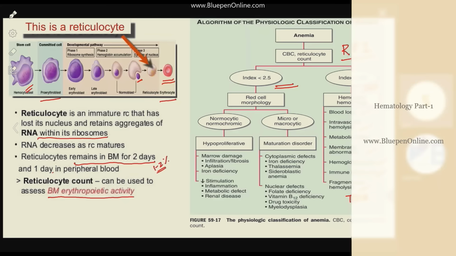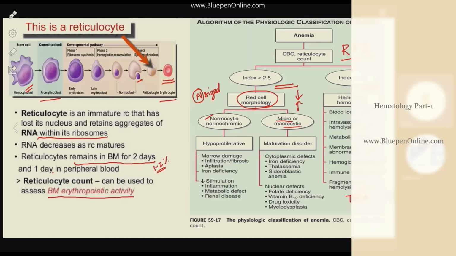Next, when the RPI is less than 2.5, how do we further classify? Based on the red cell morphology. So if the red cell is normal sized, then we call it normocytic. If the red cell is either decreased in size or increased in size, we call it micro or macrocytic.